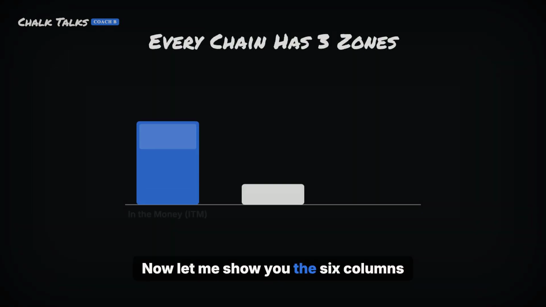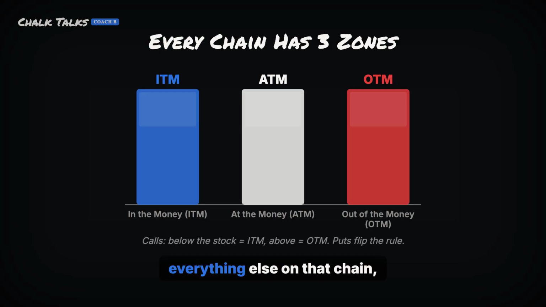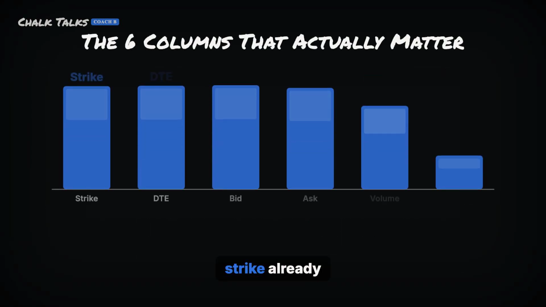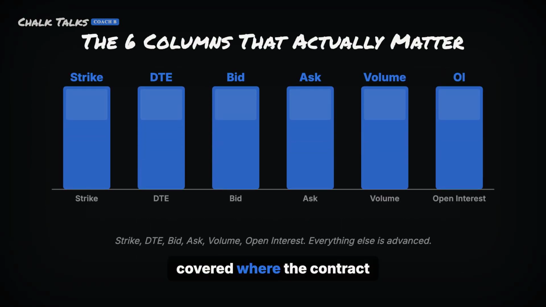Now, let me show you the 6 columns that actually matter, because everything else on that chain, the Greeks, the theoretical values, all that, we'll get to in other episodes. Today, you just need 6. Number 1, strike, already covered, where the contract gives you the right to buy or sell.